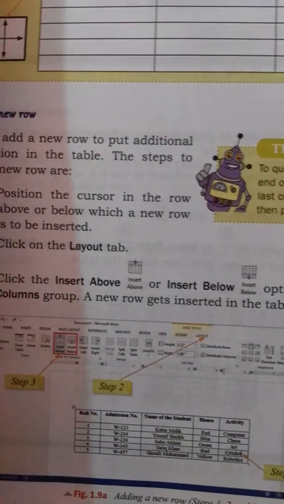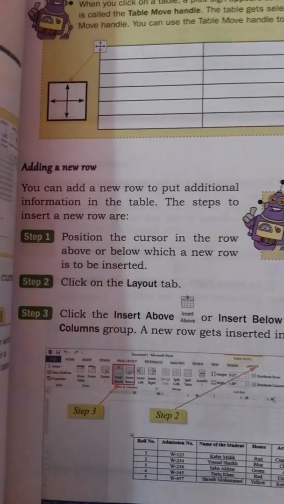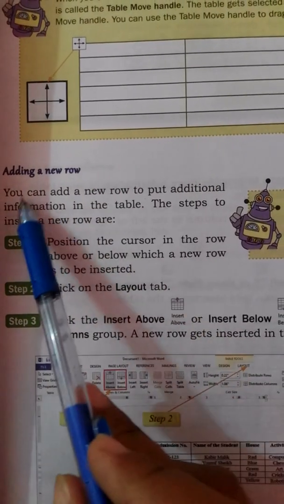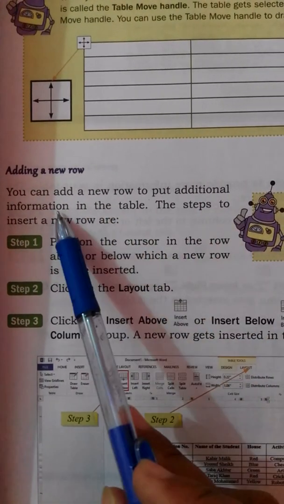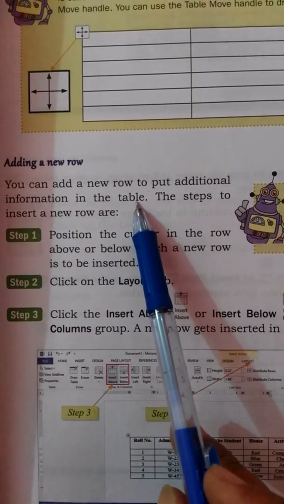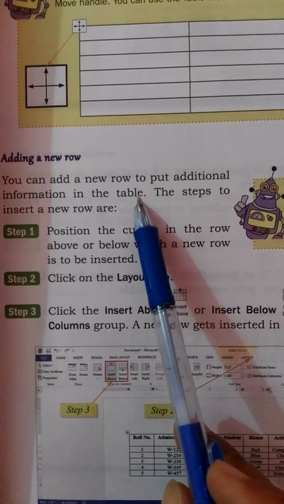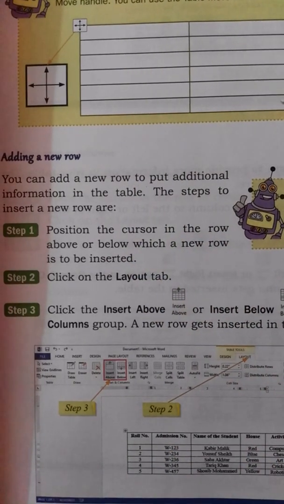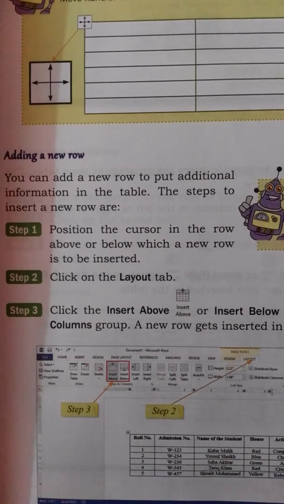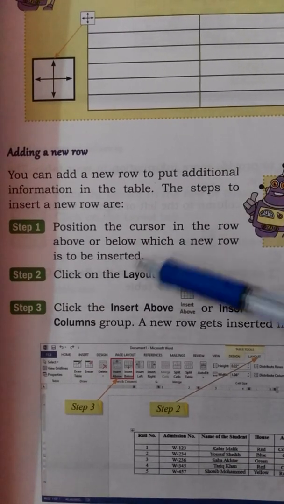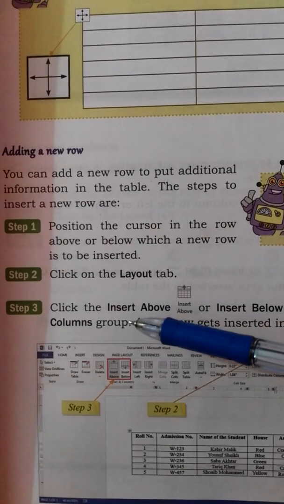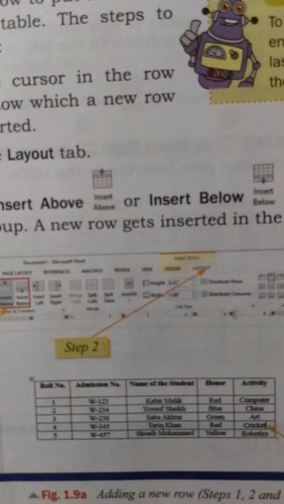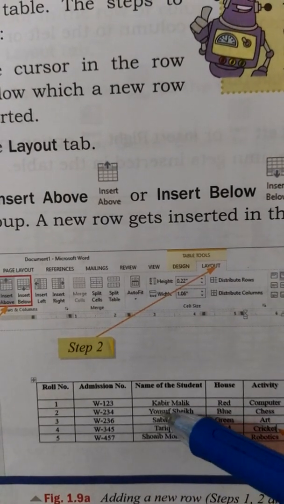Move to page number 9. Here are the steps mentioned to add a new row in the table. You can add a new row to put additional information in the table. That is, if you have already inserted a table in your document and you want to add more information in it, for which you need a new row, then you can add a new row in your table by following these steps. Look here in the example.